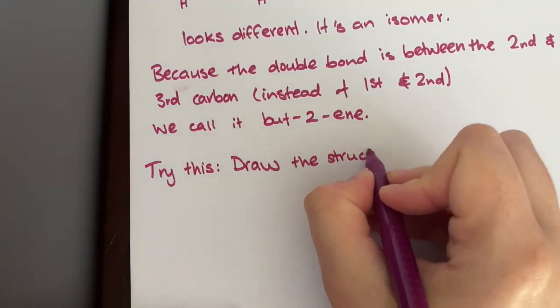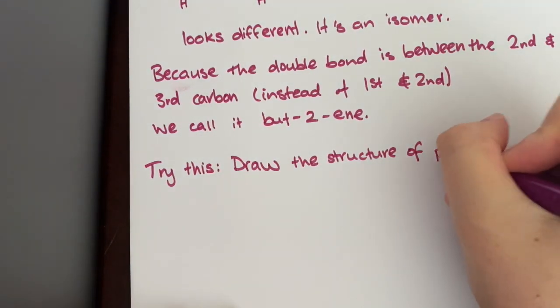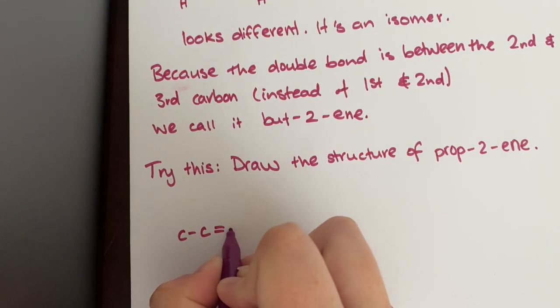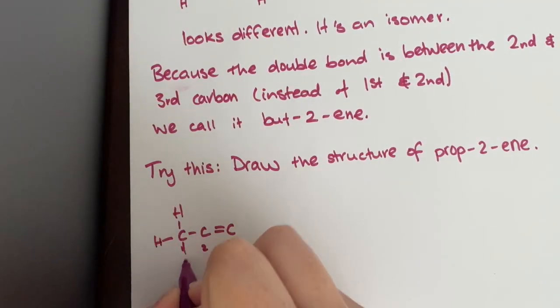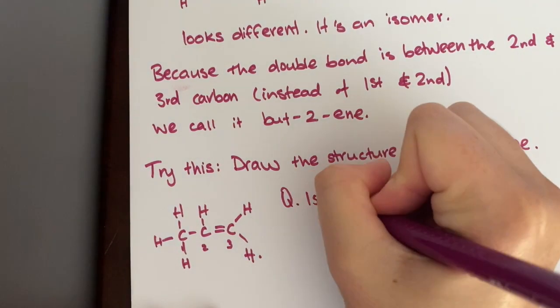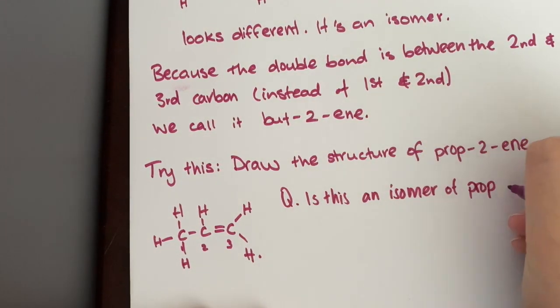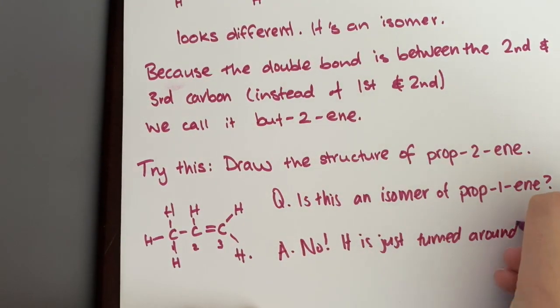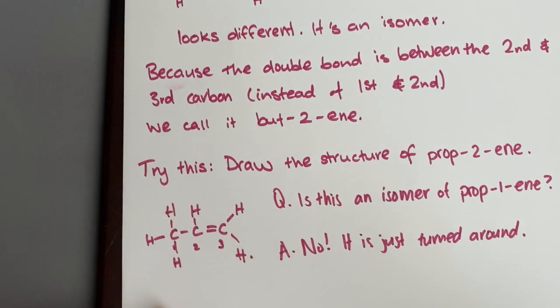So try this. Draw the structure of prop2ene and pause here. Cool, so 3 carbons and I've just labelled them 1, 2 and 3 and I put the double bond between 2 and 3. So my question is, is this an isomer of prop1ene? No, it's just turned around. It's actually exactly the same.